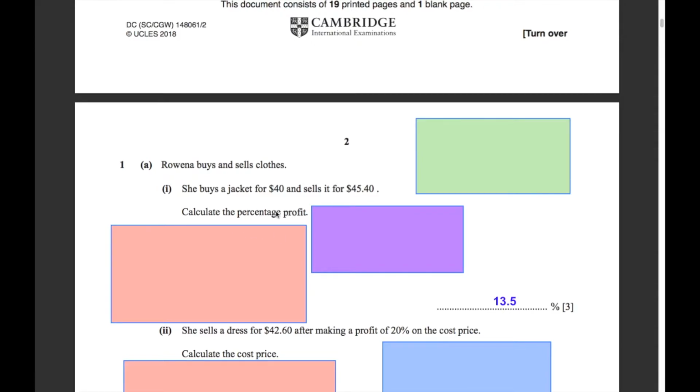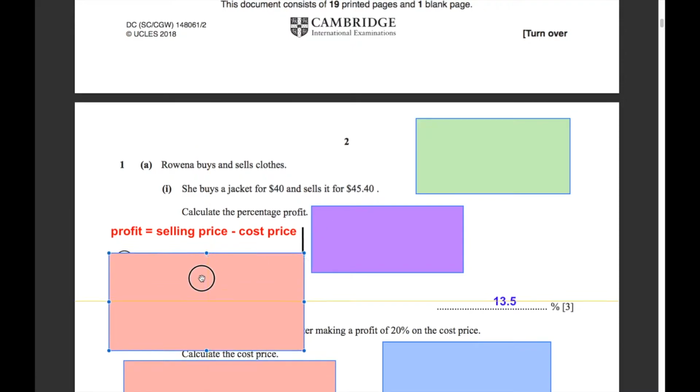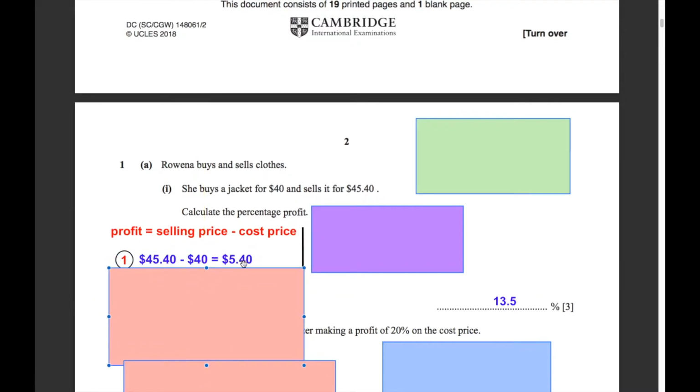So what I did is break it down into 3 steps, and then once we are done with that, I'm going to show you how to do it all in one small step. So let's try to find the profit first. How much did she actually make, right? In order to find the profit, we're going to take the cost price, which was the $40, and subtract it from the selling price, which was $45.40. So if we do that, we end up with $5.40. So that's how much she made.